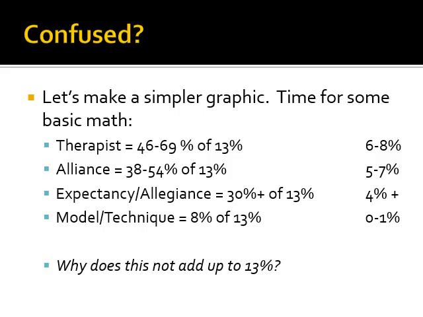So I think what you're going to find over time now is there are going to be more studies that examine the impact of the therapist and the alliance versus just the model and the technique. These numbers don't precisely add up to 13%, and that's because you have some degree of variation. And also you can see, if you go back to the prior graphic that we were looking at, some of those circles overlap, and that's why they don't completely add up to 13%.